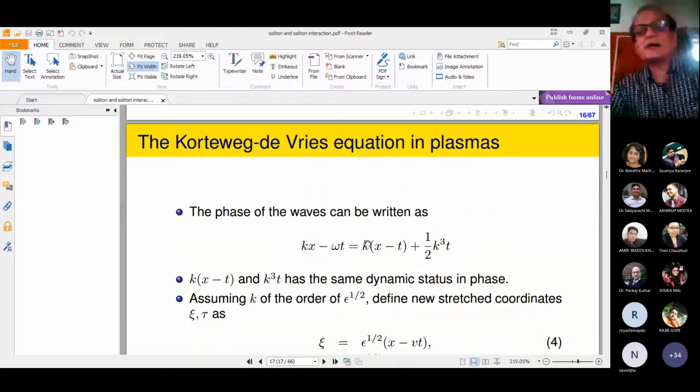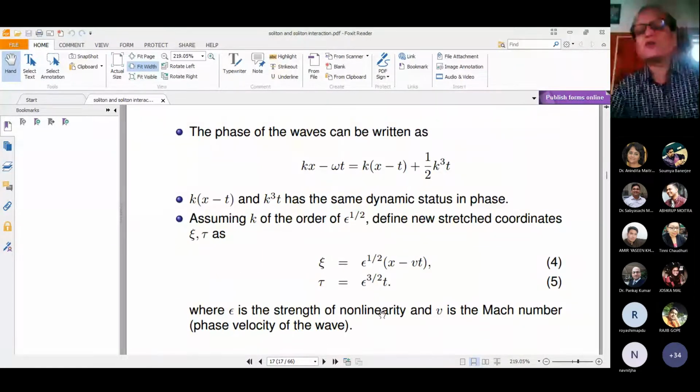If we write just k equal to epsilon to the power half, naturally we need two different coordinates. One coordinate k into x minus t, another coordinate k cube into t. So let us write k into x minus t equal to xi and k cube into t equal to tau.